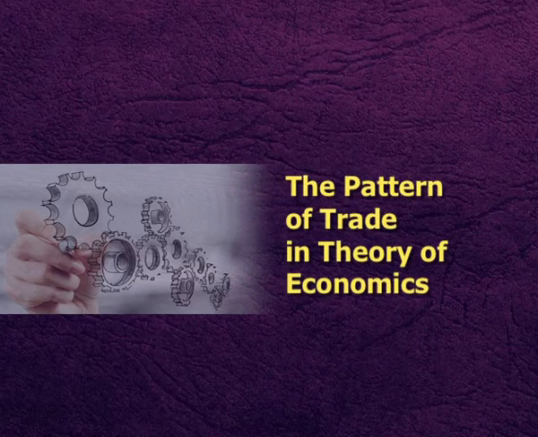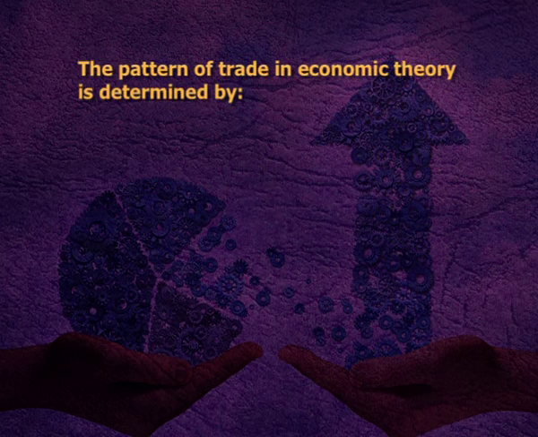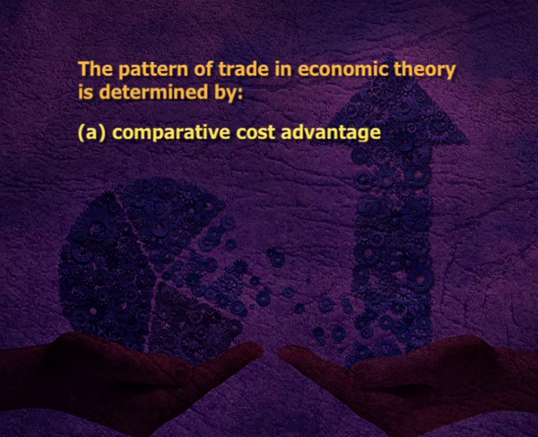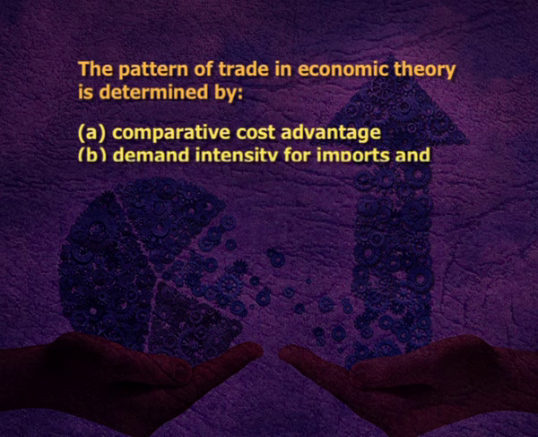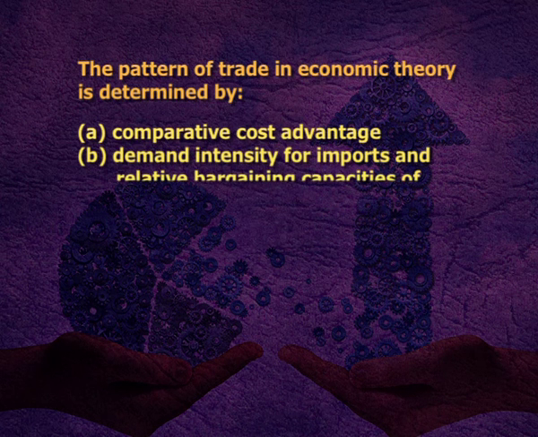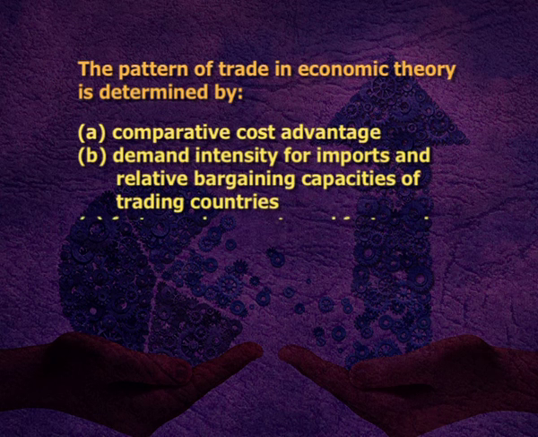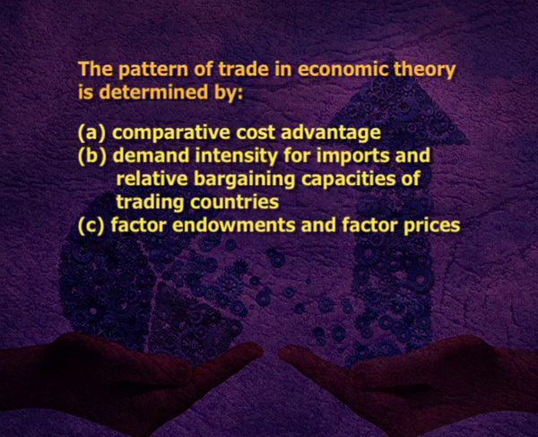Friends, what are the determinants of the pattern of trade in theory of economics? The pattern of trade in economic theory is determined by A. Comparative cost advantage, B. Demand intensity for imports and relative bargaining capacities of trading countries, and C. Factor endowments and factor prices in the trading countries. According to these theories, the trading countries can enjoy higher real incomes through trade even when there is no increase in their resources or even when there is no technological progress.